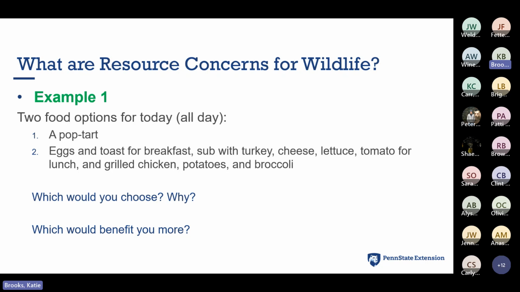And it's the same for wildlife. They need a variety of different things, and that variety benefits them more than just one singular food source.